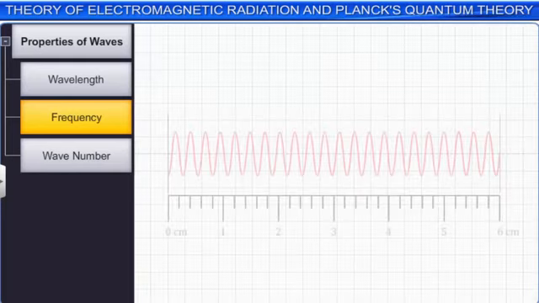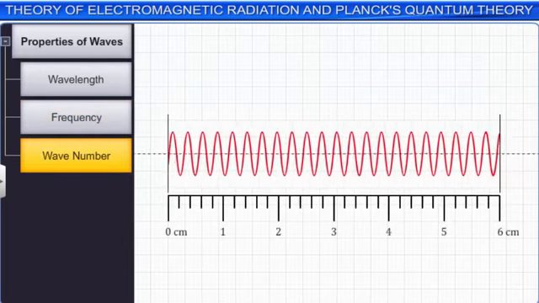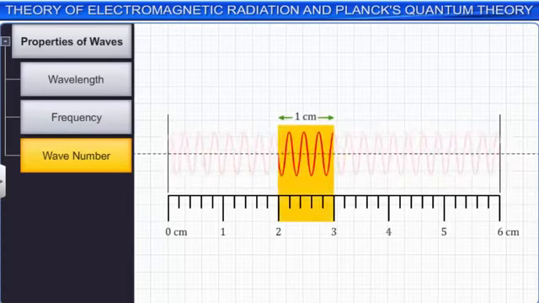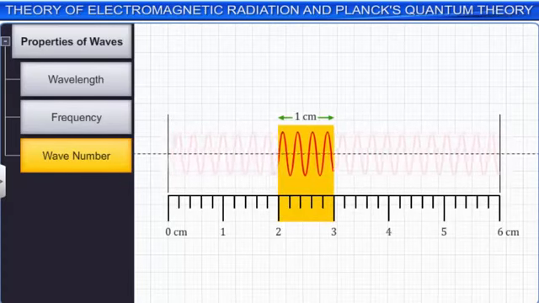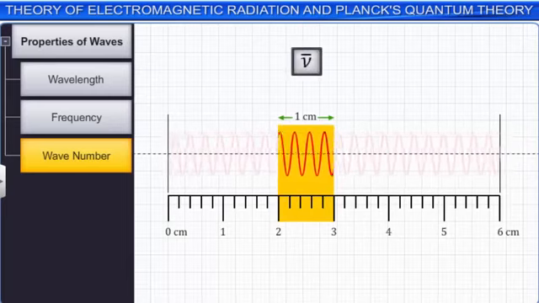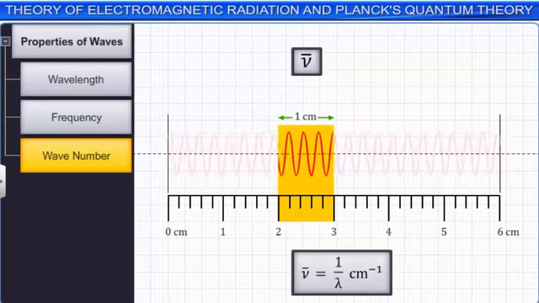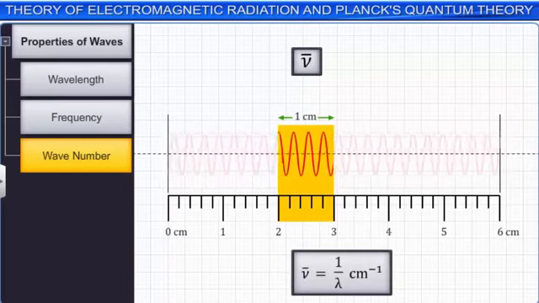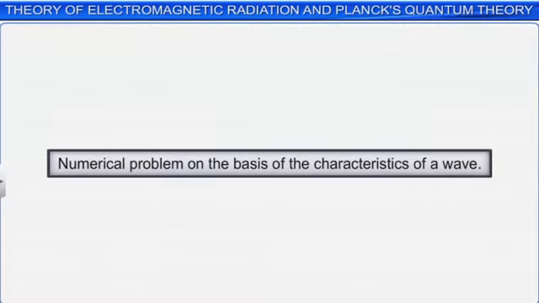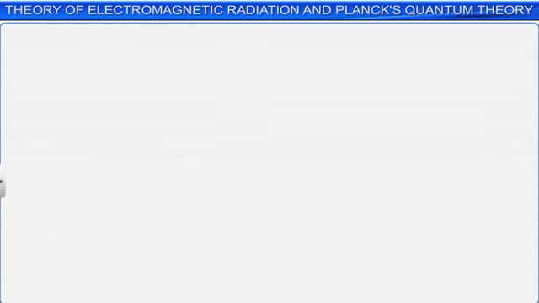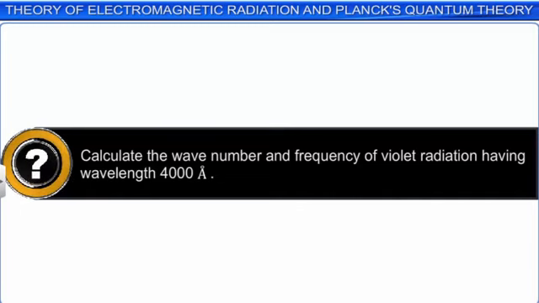The last characteristic of a wave is the wave number, which is defined as the number of wavelengths per unit length. It is denoted by the symbol nu bar and given by the equation nu bar equals 1 by lambda per centimeter. Now, let us solve a numerical problem on the basis of the characteristics of a wave. Calculate the wave number and frequency of violet radiation having wavelength 4000 angstrom.